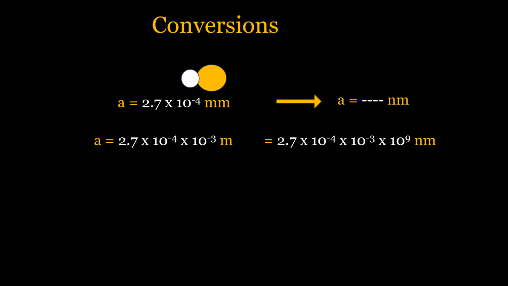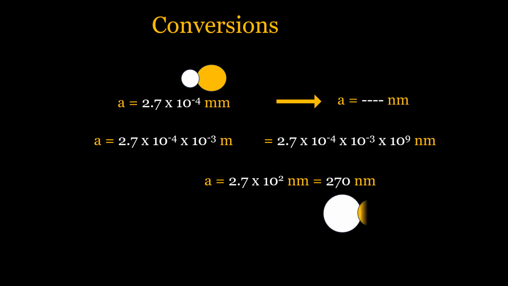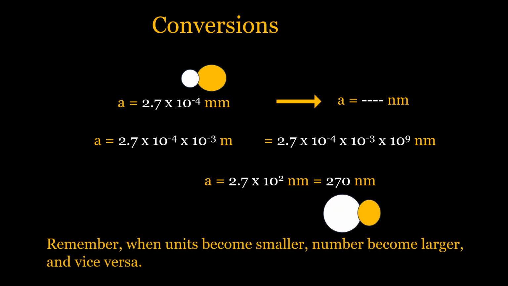Then, A in nanometers will be equal to 2.7 into 10 to power minus 4 into 10 to power minus 3 into 10 to power plus 9 nanometers. By solving, we get 2.7 into 10 to power 2 nanometers, or 270 nanometers. Remember, when unit becomes smaller, number becomes larger, and vice versa. The value remains the same though.